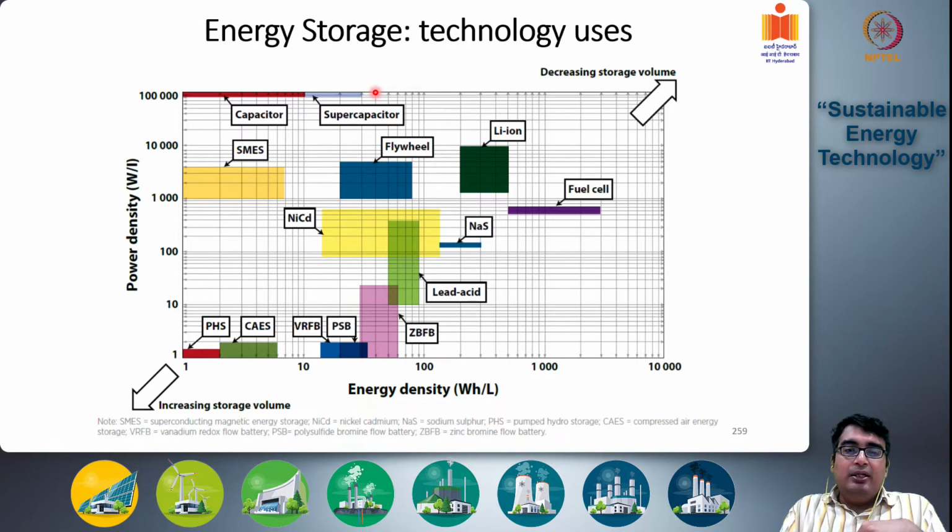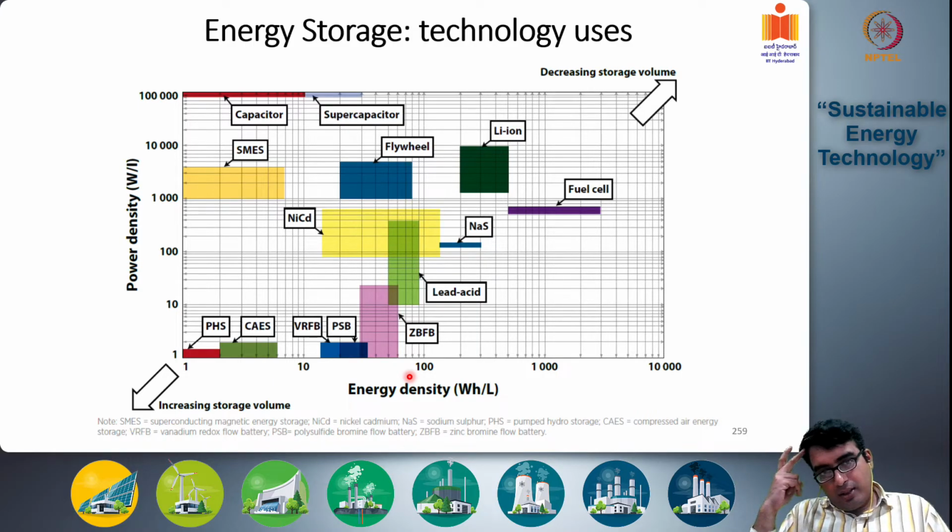Is there anything in the low power, high energy range? Not that much. Maybe the best we can talk about is the zinc flow battery system, which has a reasonably large energy density of around 50 watt hour per liter, as we can see here, and low power densities of around 1 to 10 watt per liter. This is the high energy density, low power density range.